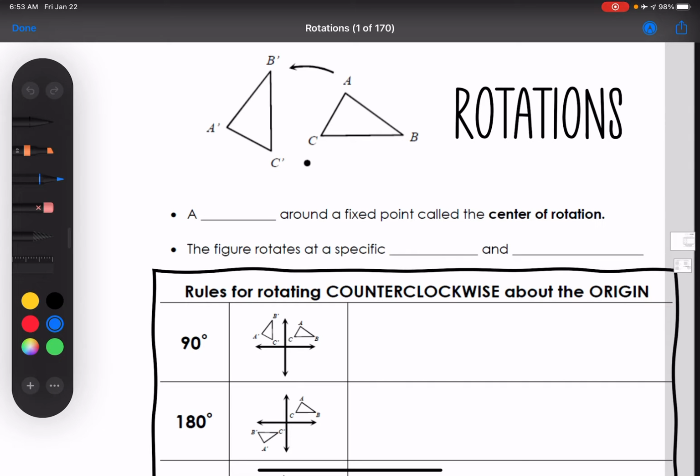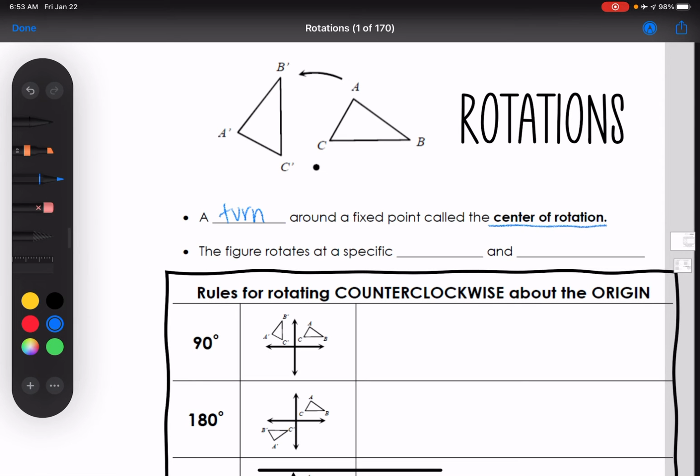All right. So this is going to be a turn around a fixed point called the center of rotation. So pretty much where you are rotating from. Now the figure rotates at a specific angle and direction.